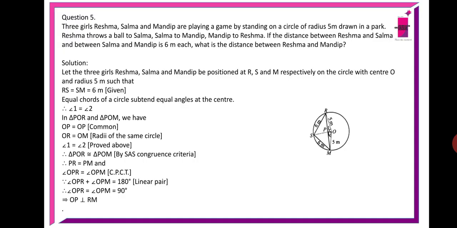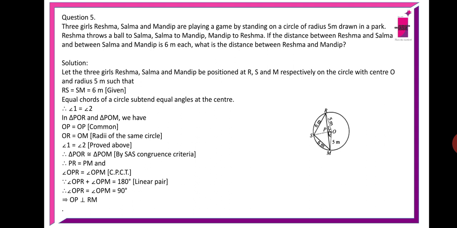Three girls, Reshma, Salma, and Manideep, are playing a game by standing on a circle of radius 5 meters drawn in a park. Reshma throws a ball to Salma, Salma to Manideep, Manideep to Reshma. If the distance between Reshma and Salma and between Salma and Manideep is 6 meters each, what is the distance between Reshma and Manideep? Let the three girls, Reshma, Salma, and Manideep, be positioned at R, S, and M respectively on the circle with center O and radius 5 meters such that RS equals SM equals 6 meters.